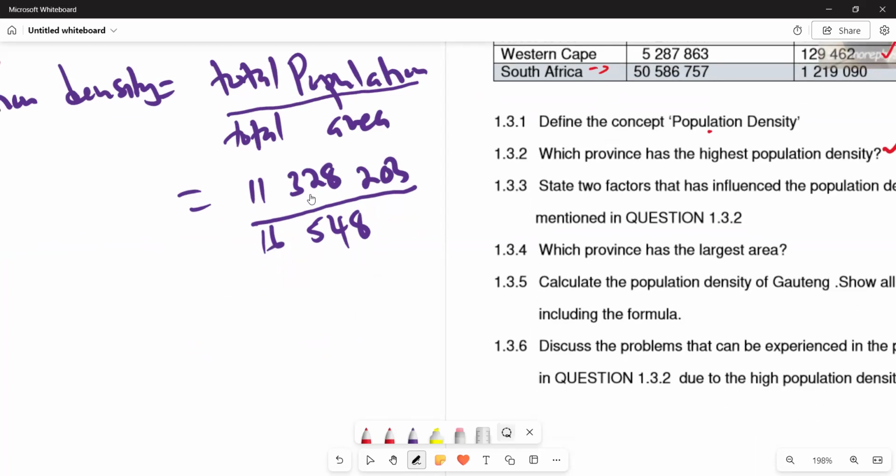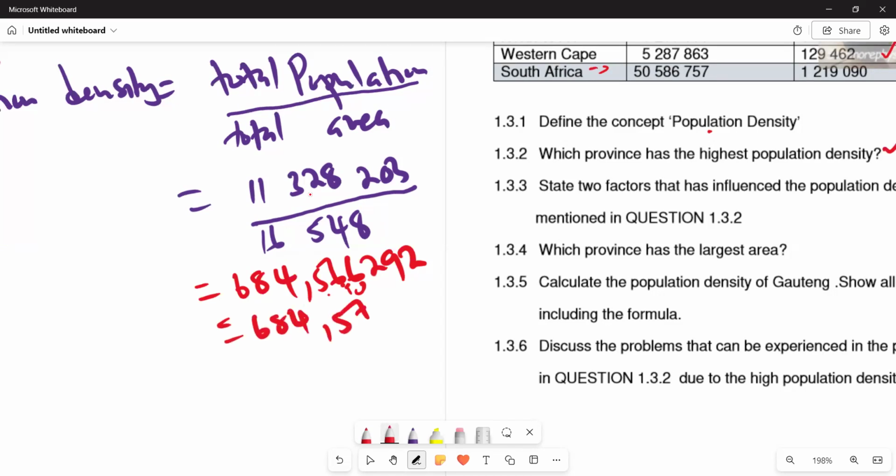The answer that we are going to get is 684.566292. That is what is going to appear on your calculator. Obviously, we are talking about people per kilometer square, so I would want to round it off. We might start by rounding it off to two decimal places, where the 6 changes to become 7, so it becomes 684.57.